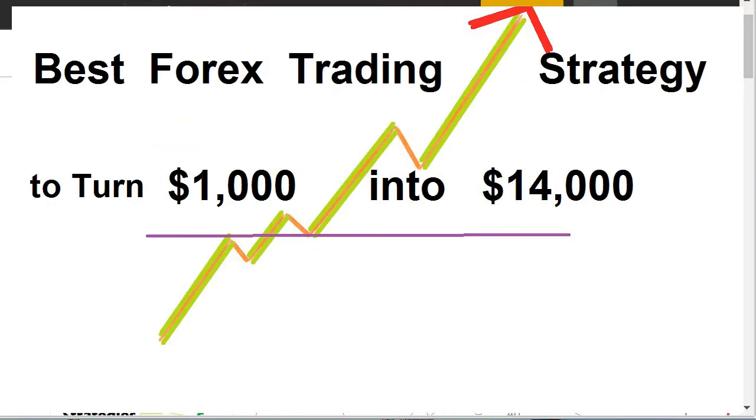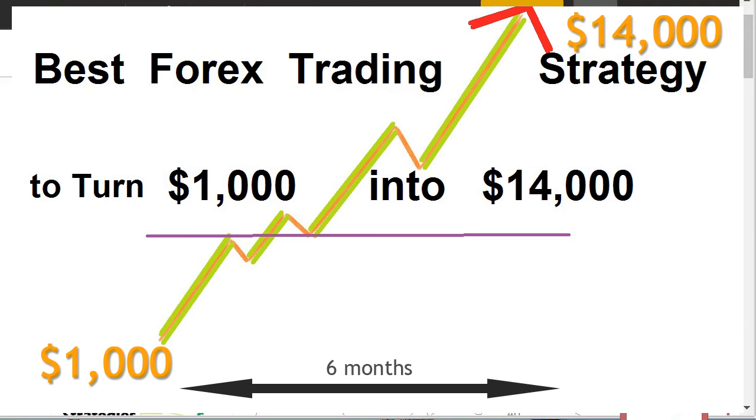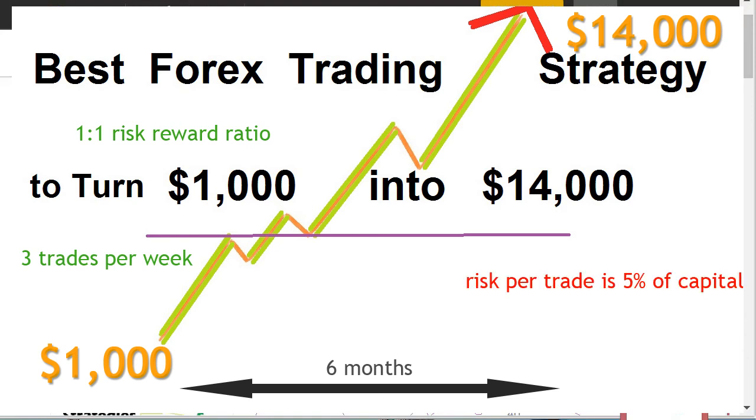I'm now thinking about increasing my risk per trade from 3% to 5%, as it will be more beneficial to me based on my strategy. How would you turn $1,000 into $14,000 in 6 months? With my trades I've been averaging a 1:1 risk-reward ratio. Only place 3 trades per week. Risk per trade is 5% of capital.